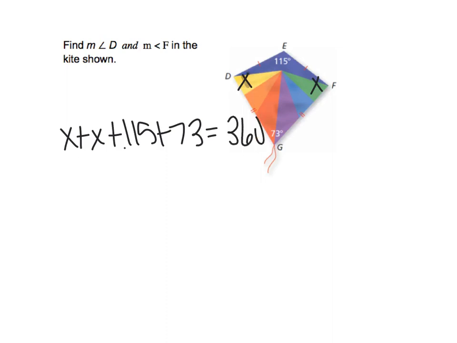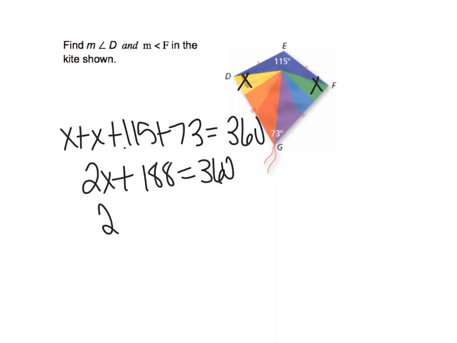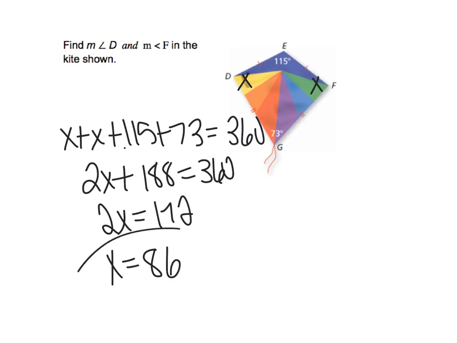If we add those together, we get x plus x plus the angles they gave us, all adding together to equal 360 because it's a quadrilateral. We'd get 2x plus 188 equals 360. If we subtract 188 from both sides, we get 2x equals 172. If we divide both sides by 2, we get x equals 86. So angle D and angle F are both 86 degrees.